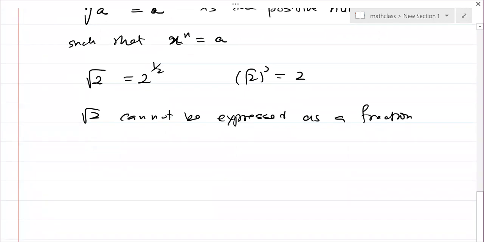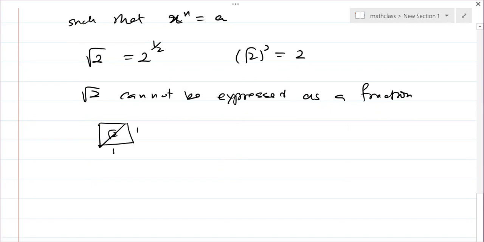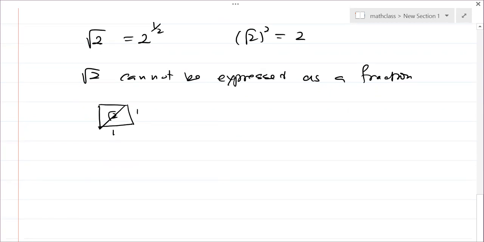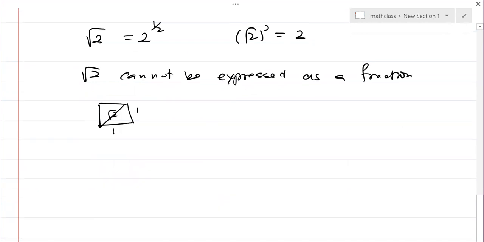Now, how big is this number? Of course, you can use a calculator to estimate. If you already know the Pythagorean theorem, this is just equal to the length of the diagonal, so you need to square. So that is how big the number is. Then you can talk about the nth root of a more general number.